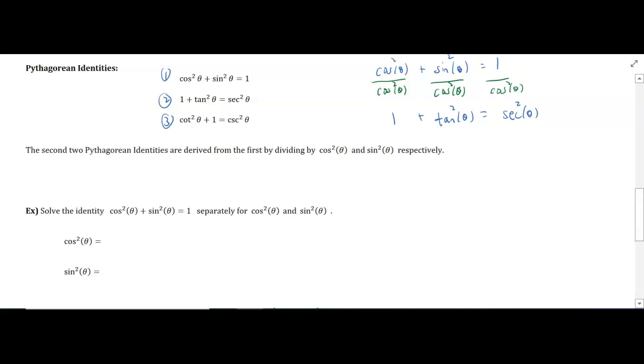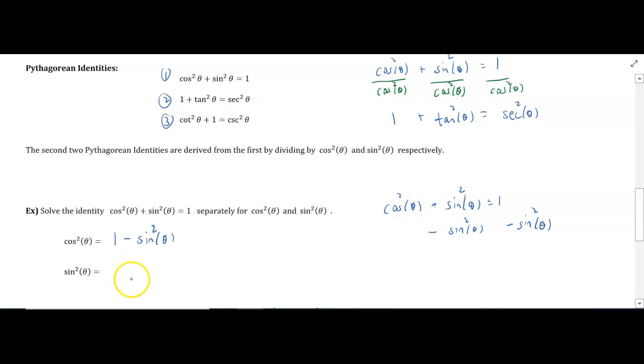But first off, let's just rewrite this by solving the Pythagorean identity separately for cosine squared and sine squared. So I'm just going to do that off to the side here. We have our main identity, which says cosine of theta squared plus sine of theta squared is equal to 1. If I want to solve it for, say, cosine squared, we're simply going to subtract the sine squared on both sides, and that's going to give us that cosine of theta squared will be equal to 1 minus sine of theta squared.